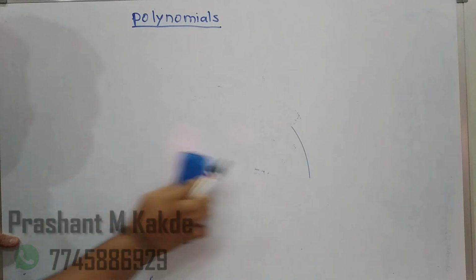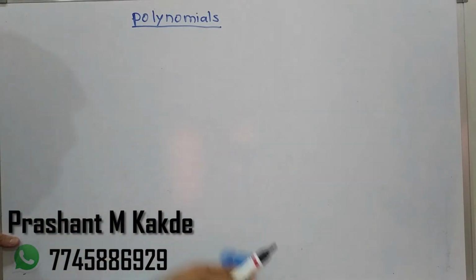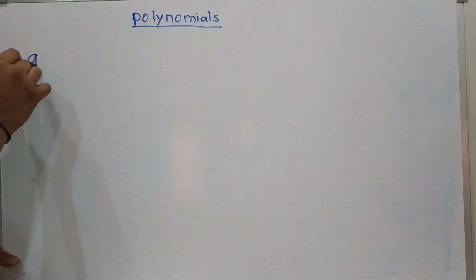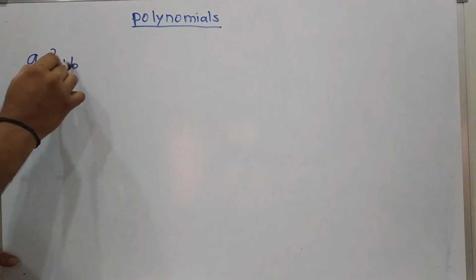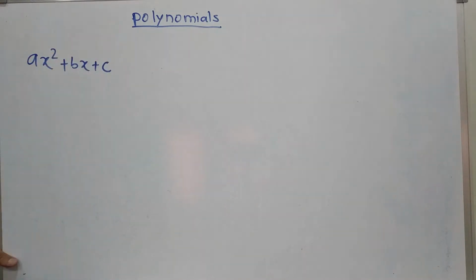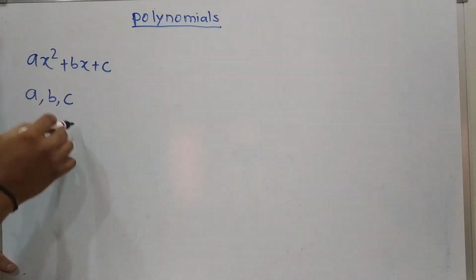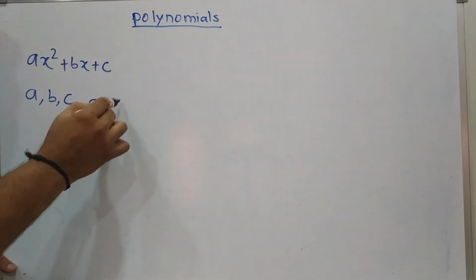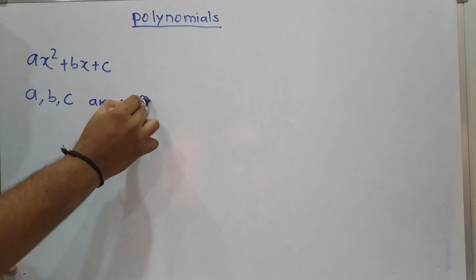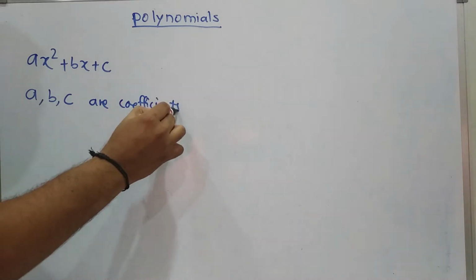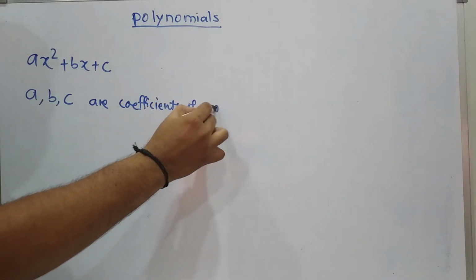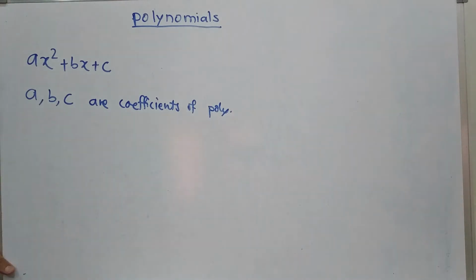Now the standard quadratic polynomial can be represented as ax square plus bx plus c. Now here a, b and c are called the coefficients of the polynomial. Now x is the variable.